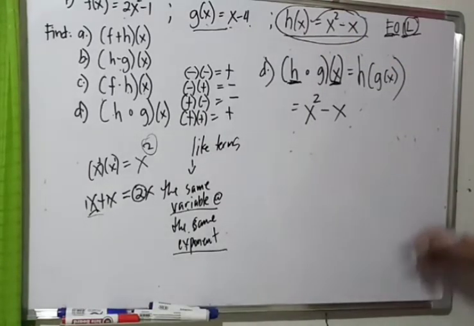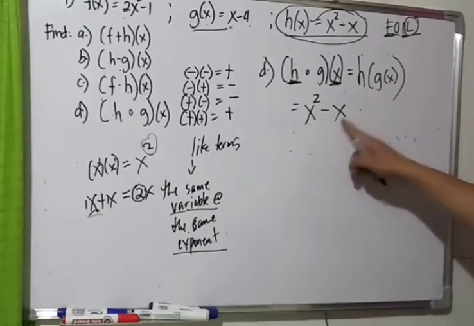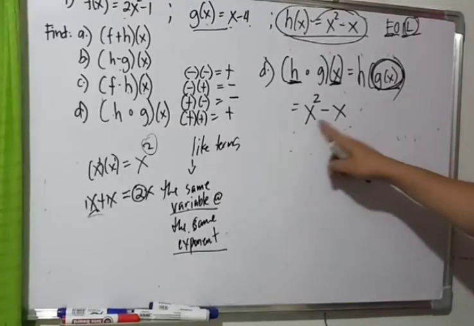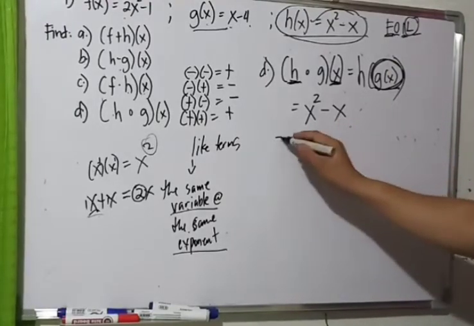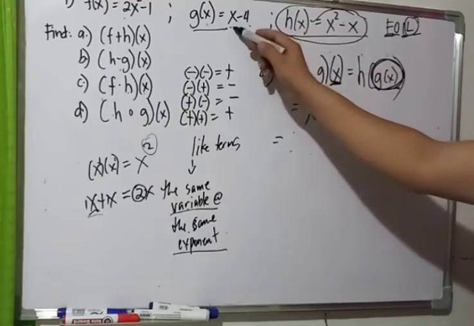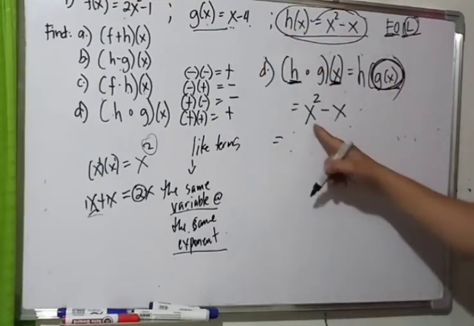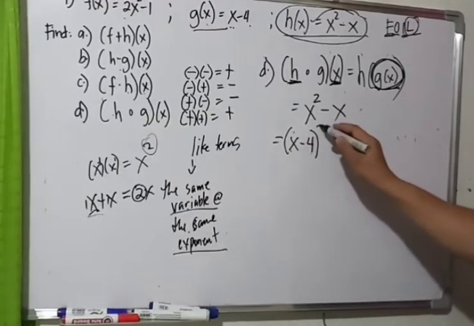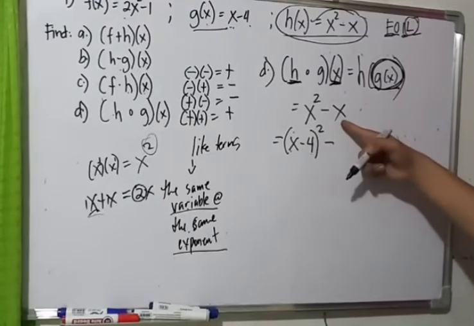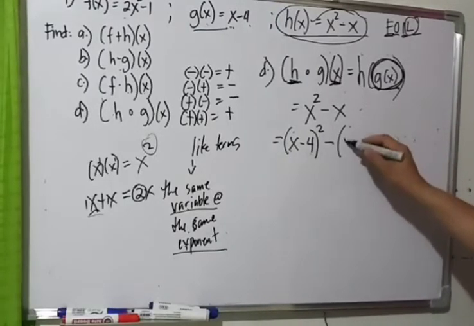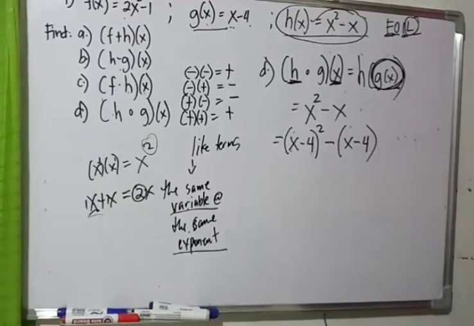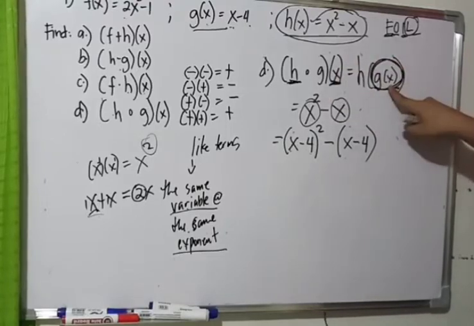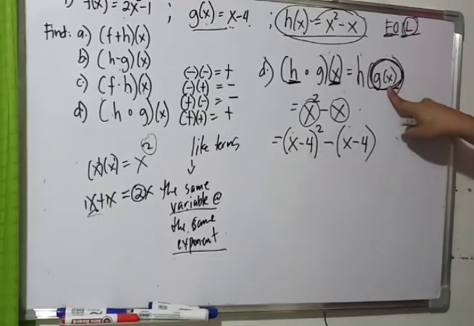Next, replace X with the given value of G of X. So lahat ng X dito, i-change natin ng value ng X minus 4. So si X magiging X minus 4 raised to 2, subtract, ang X nito is magiging X minus 4. So lahat ng X dito, magiging value na ng G of X.